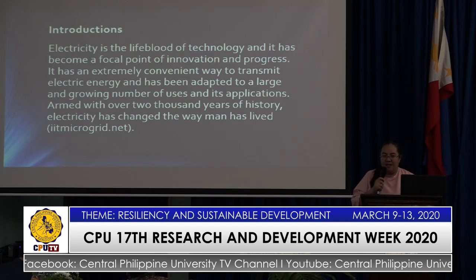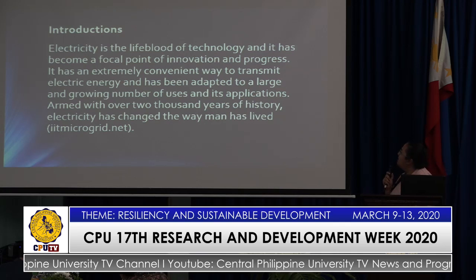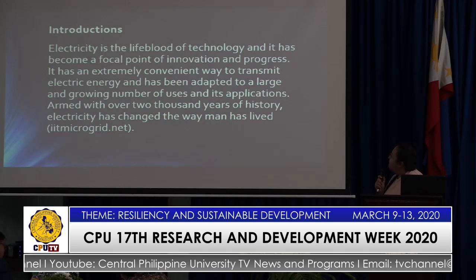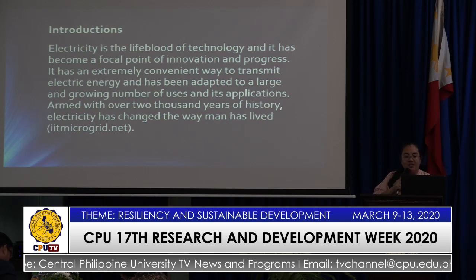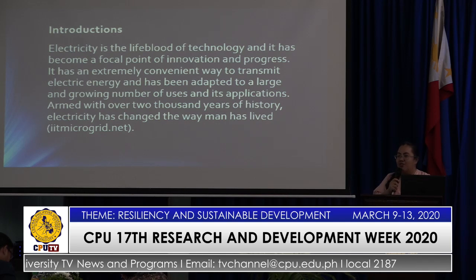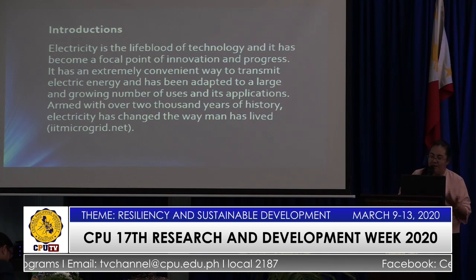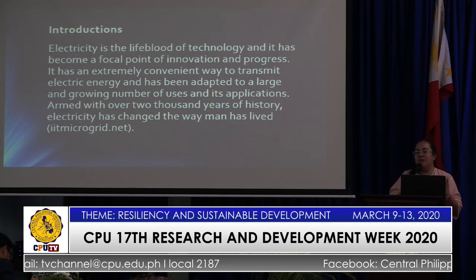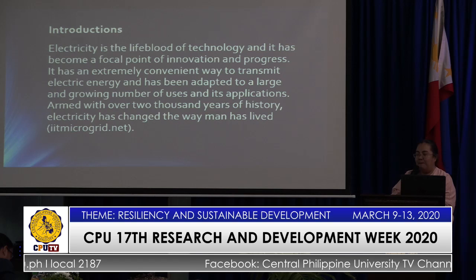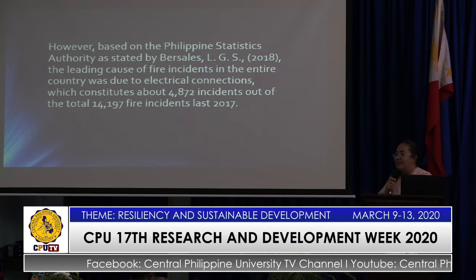Like we said, electricity is the lifeblood of technology. It has become a focal point of innovation and progress. It is an extremely convenient way to transmit electrical energy and has been adapted to large and growing numbers of uses and applications. Basically everything that we are enjoying right now is because we have electricity, from cell phones to TV to computers, even the lights, the aircon. Unfortunately, with the advantages, we also have the disadvantages.